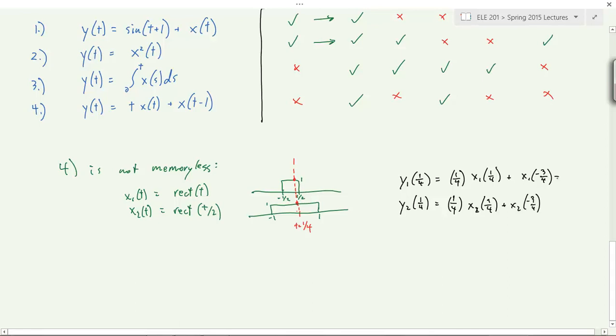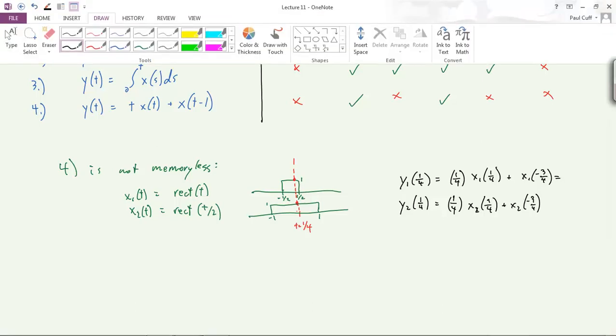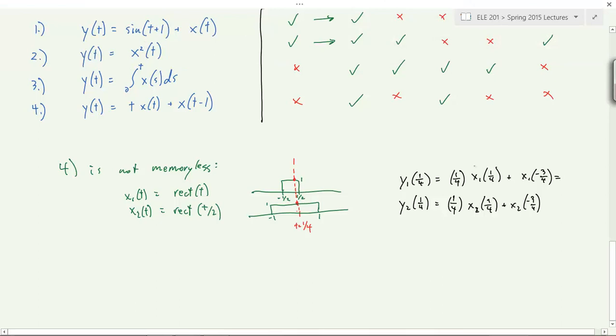and here's where we're going to see that they're actually different, because this x1 of 1/4 is 1. Both of these are 1, so I'll write it like this. So these are 1, right? But here that's 0, and that's 1. So you're going to get different answers. Okay, is that clear?